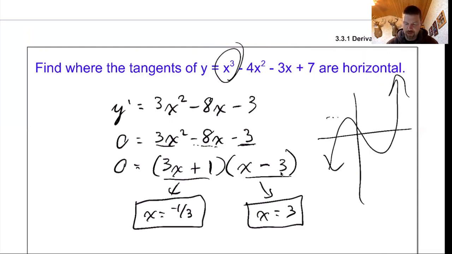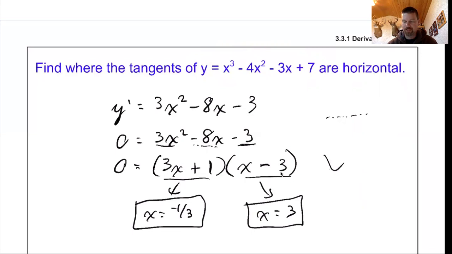So it's going to have a horizontal tangent once or twice. This particular one happens to have one at negative 1/3 and at 3. That's not very well drawn to scale, but it should make sense. All right, one last thing to learn today, and it's actually pretty easy. It's just going to be new.